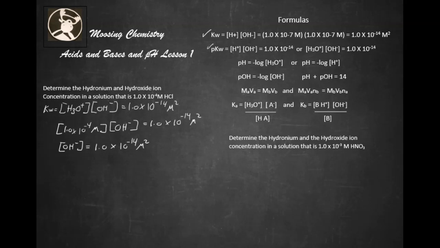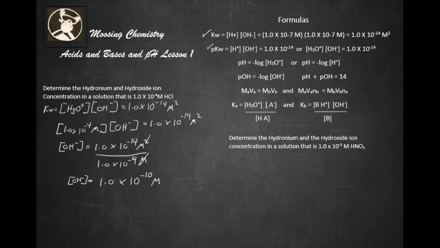M squared divided by 1.0 times 10 to the negative 4 M. So our M's are going to cancel, and that is going to give me, for my OH ion, 1.0 times 10 to the negative 10 M. And that's the answer to the first one. So now we know our hydroxide ion, which is our OH ion, and we know our hydronium ion, which is our H3O ion. Sometimes we also look at it as H+, just so that you know.